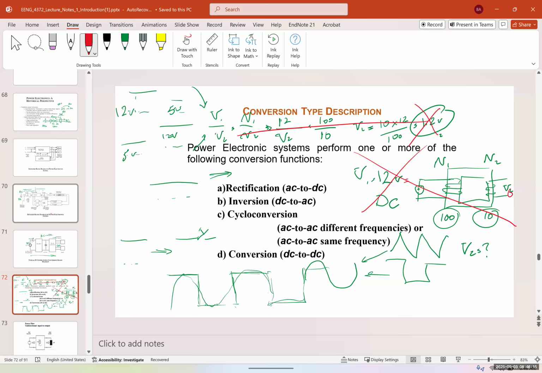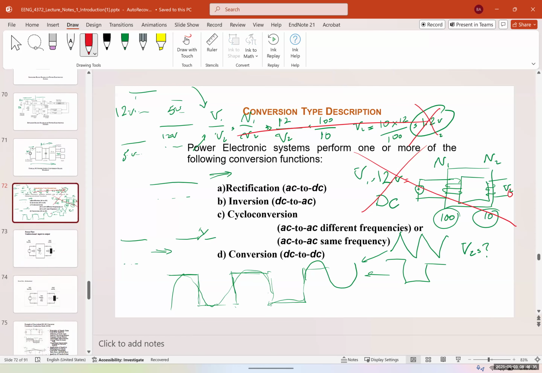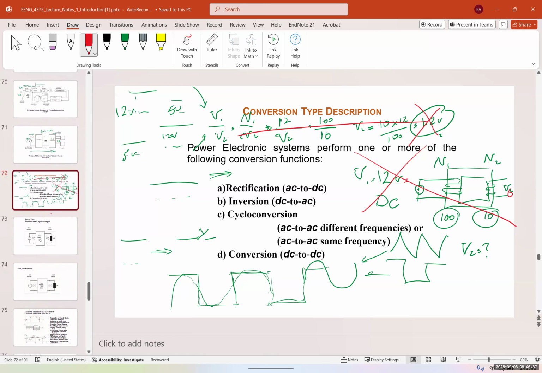So what would you do if you want to step up or step down a DC voltage? Technically, you would convert it to AC, boost it, and then convert it back to DC. Now I'll show you how we do that. Technically, what is done is using a switch system. So keep in mind that we don't have such a thing as a DC transformer. The transformer does not work on a DC signal, okay?